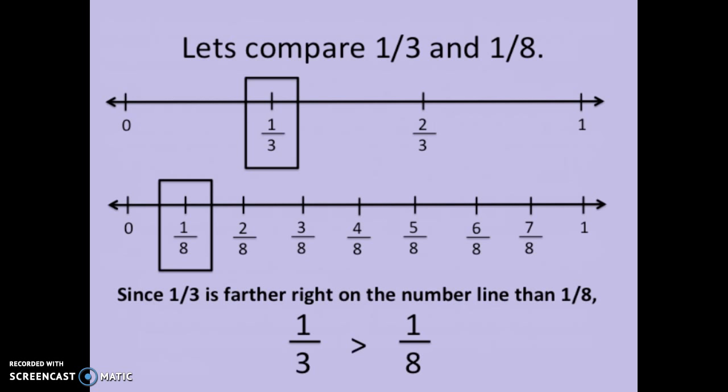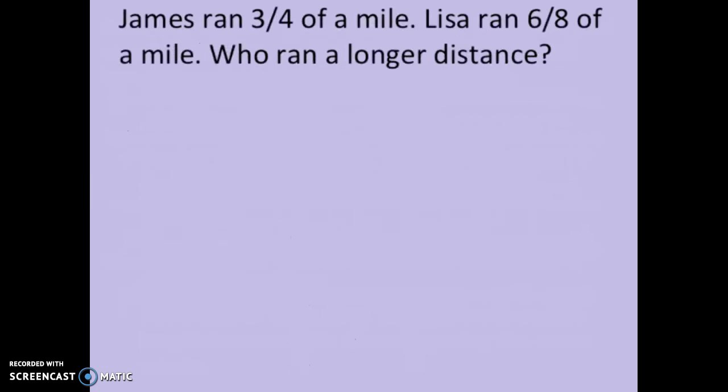Since 1/3 is farther right on the number line than 1/8, 1/3 is going to be greater than the fraction 1/8. Let's give it one more try. James ran 3/4 of a mile. Lisa ran 6/8 of a mile. Who ran a longer distance?